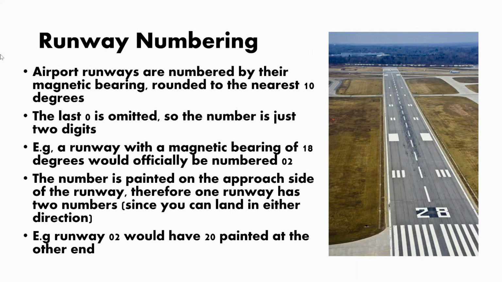So the number for the runway is painted on the approach side, right? So where you land or where you start taking off. And therefore every runway, like one physical runway, has 2 numbers, right? So you can land in either direction depending on what the wind is doing. And so obviously each runway side is reciprocal to the other, so 180 degrees in the other direction. So the example here is if I have runway 02 on one side, if I'm coming in the other direction on that runway, it would now be runway 20, right, because you just added 180 degrees.